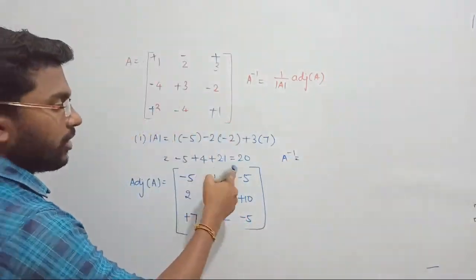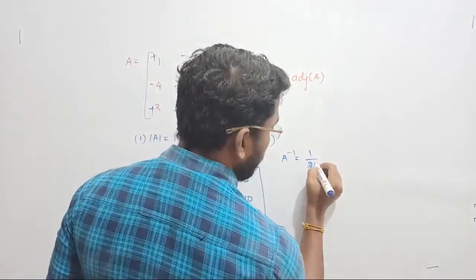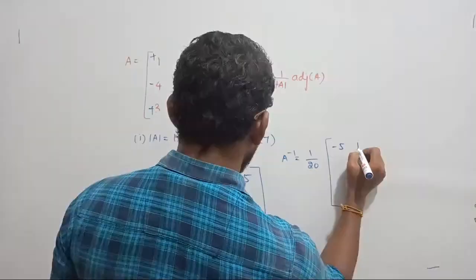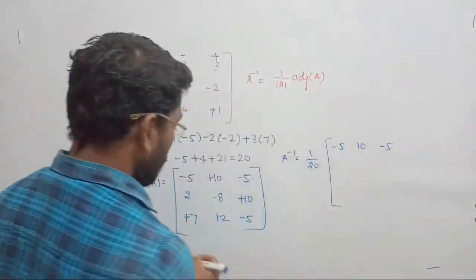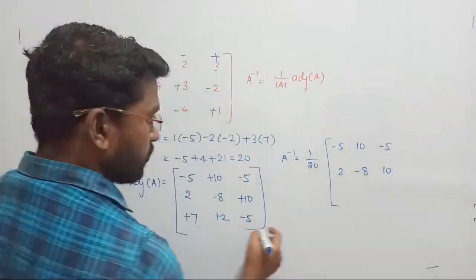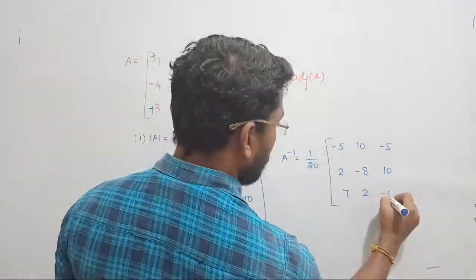1 by determinant of A, which is 1 by 20, and the inverse of the matrix is going to be, you can write your answer as minus 5, 10, minus 5, and here it is going to be 2, minus 8, 10, and here it is going to be 7, 2, minus 5.